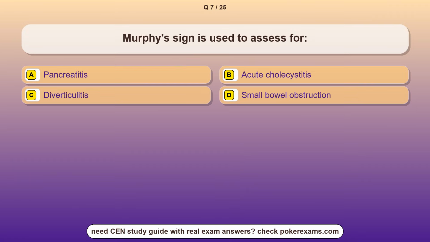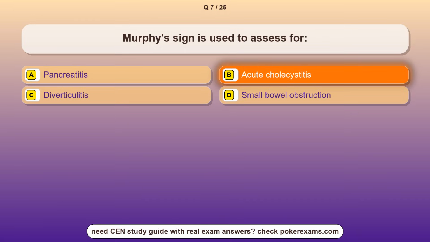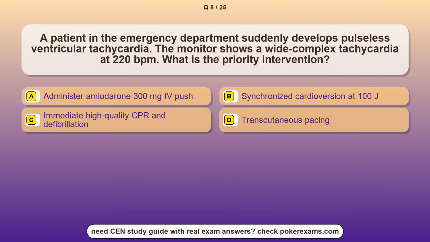Question 7. Murphy's sign is used to assess for: Option A. Pancreatitis. Option B. Acute cholecystitis. Option C. Diverticulitis. Option D. Small bowel obstruction. The correct answer is option B. Acute cholecystitis.